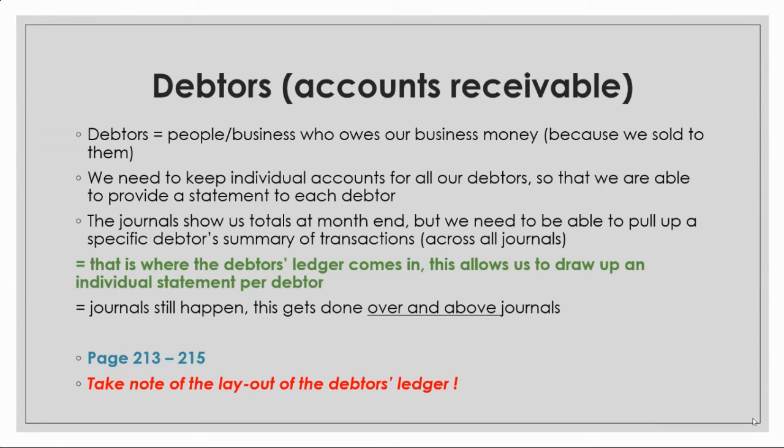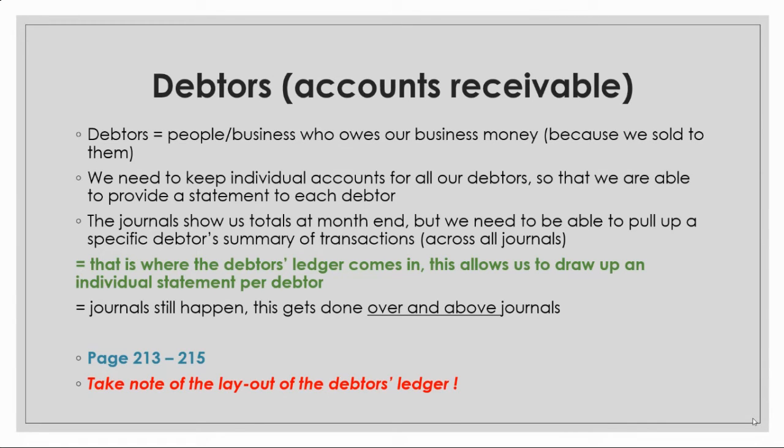Now what needs to happen is we need to keep individual accounts of all of our debtors, so that we are able to provide a statement to each debtor and collect our money at the end of the day. Now the journal shows the totals each month of what all our debtors have spent in our business. But we need to be able to pull up a specific debtor summary of transactions across all journals. So for one individual debtor, we want to know what your transactions are for a specific month or for a specific date range. And that is where your debtors ledgers come in. This allows us to draw up an individual statement per debtor.